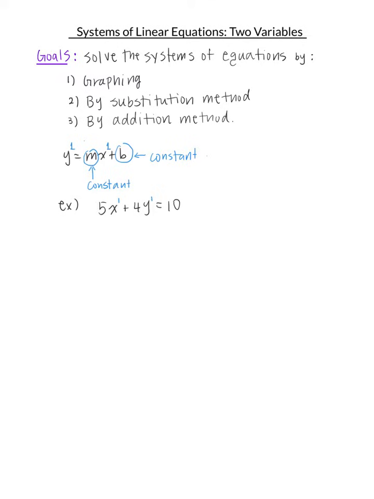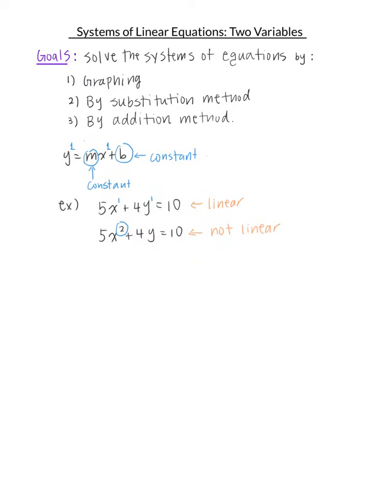Now, here are some examples that are not linear. So let me just write down, this is linear. What is not linear will be something like this: if you have 5x squared plus 4y equals 10. This is not linear because the exponent on one of the variables is no longer 1.